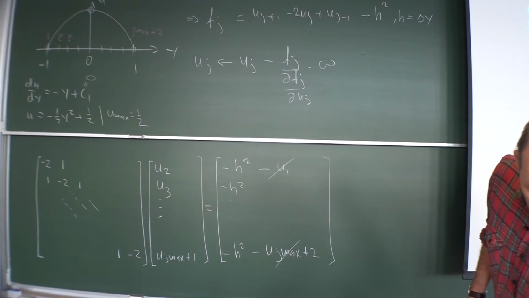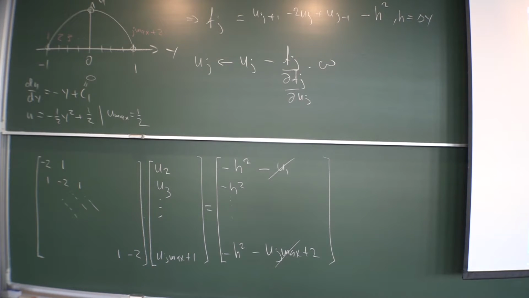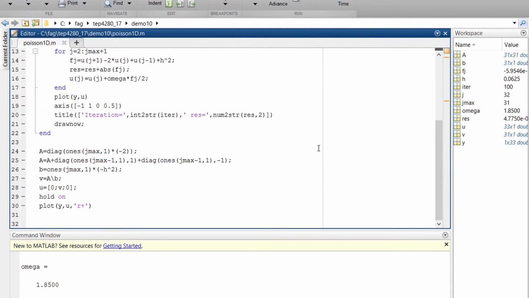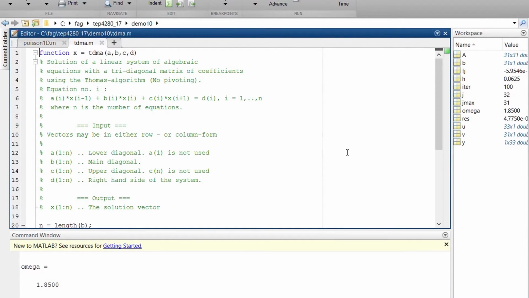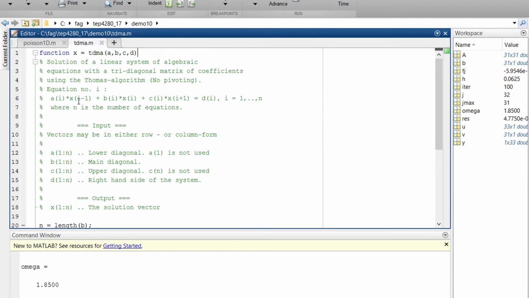Now, in class, or this exercise, you have been given the TDMA, the Thomas algorithm, to solve a tridiagonal matrix system directly, not using the / but using this substitution algorithm. So how can we do that? Well, the algorithm should be here somewhere. TDMA. Here you have the function. And it demands four vectors as input, and it will return the solution. A is the lower diagonal, B is the main, and C the upper diagonal, and then D, that's the right hand side, what I call B.